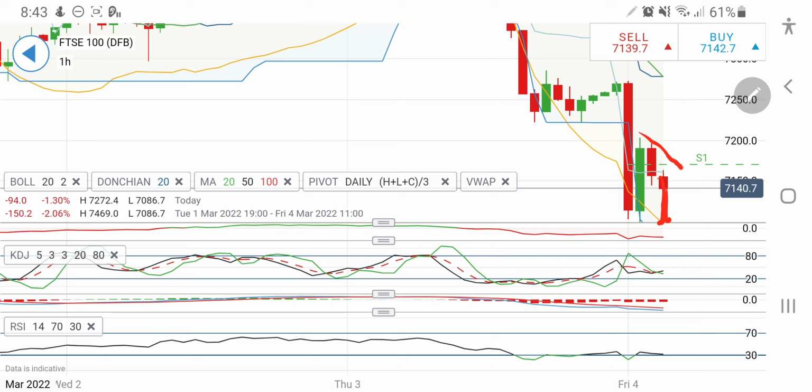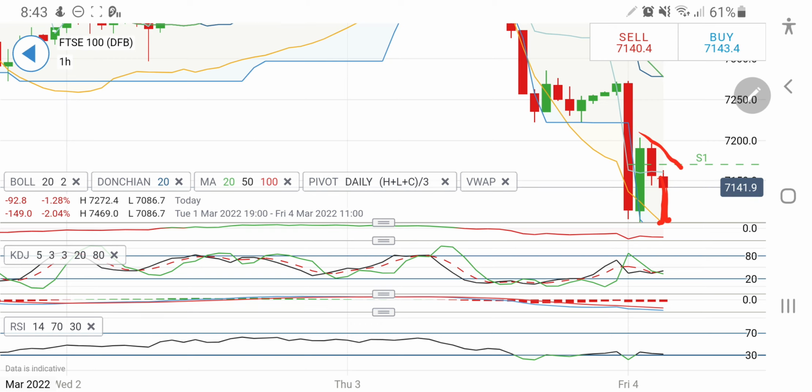Only a long entry beyond 7200 is recommended for the day. Till the time it is below 7200, every rise is an opportunity to short. Beyond 7200 you can expect 7240 and 7280 levels to be achieved, and below 7200 one can expect it to drop towards 7100, 7040 and 7000 levels.